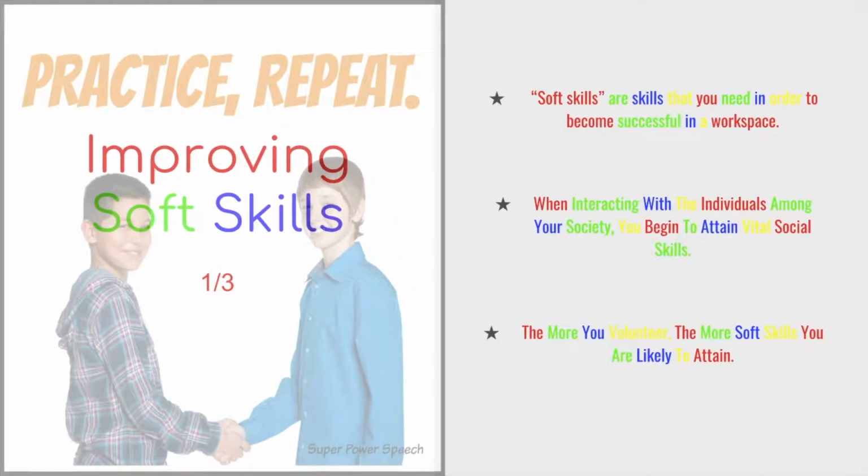The one point that I brought up in the last slide was that volunteering improves soft skills. Soft skills are skills that you need in order to become successful in a workplace. For example, a soft skill would be communication skills with other individuals, social interaction skills with other individuals. Those are basically what soft skills are. When individuals interact with their society, they usually attain these skills, and the more that they volunteer, the more soft skills they are likely to attain.